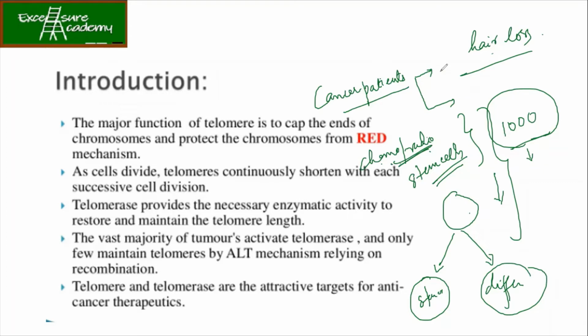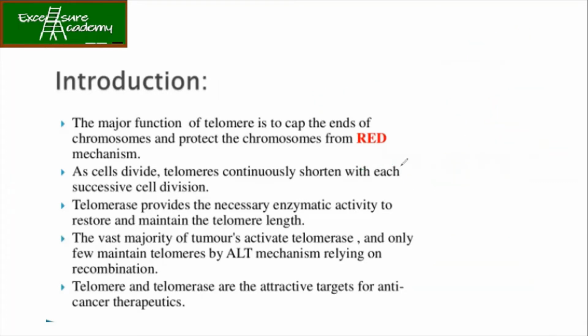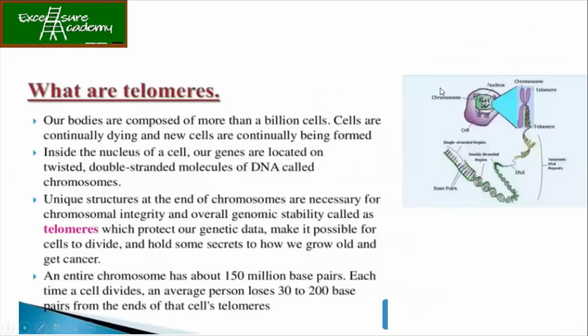Good. Okay, let's go to the topic now. So what are telomeres? We are just going to read this. Our bodies are composed of more than 1 million cells, and each cell is continuously dying and new cells are continuously being formed. Inside the nucleus of a cell, our genes are located on the twisted double-stranded molecule of DNA called chromosomes. Yes, we know that. And all these chromosomes have telomeres, which protect our genetic data and make it possible to divide and hold. Now, this is also important.